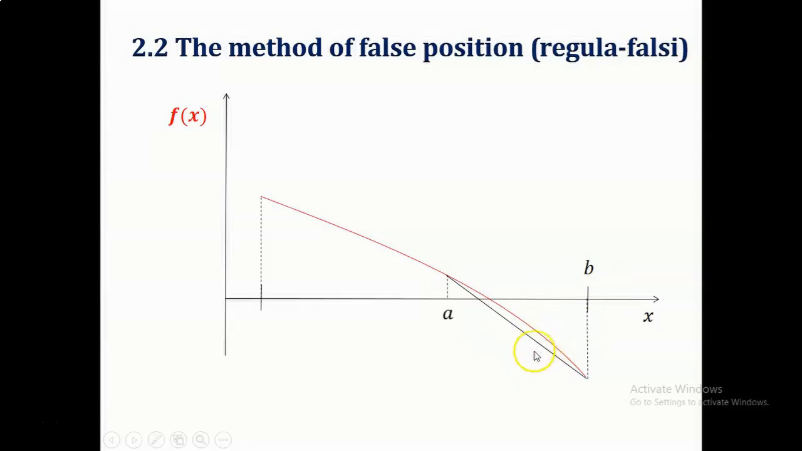And I repeat the process: construct the line passing through A and B, get the intersection here, x. I check if f of A times f of x, here it's positive, then A is equal to x. And I repeat the process again and again. And as you can see here, I reached the solution with almost 4 iterations. So I'm very close to the solution here.